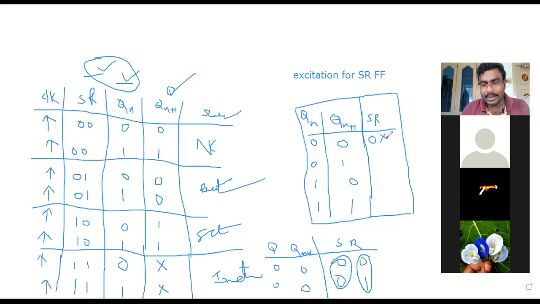In such a case, you should take don't care under R. Guys, do you understand how I have written this first combination? Yes sir. Likewise, I'm not going to explain this. You have to say this to me.